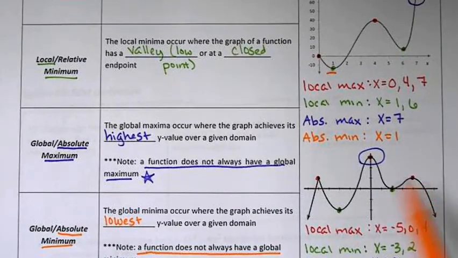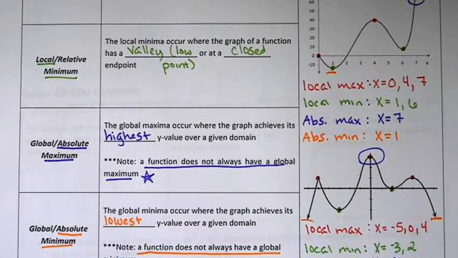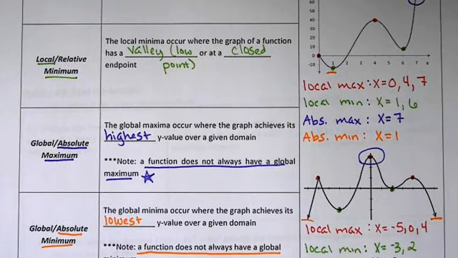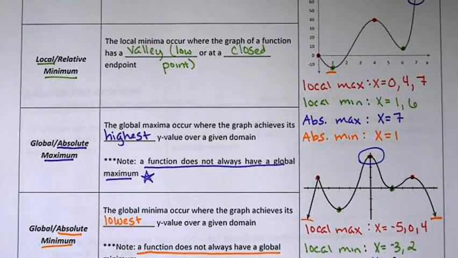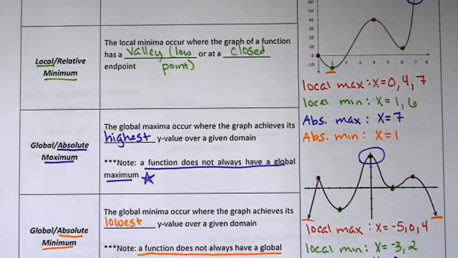And then looking at our second graph here, well, we have minimums at -3 and at +2, but we have to be careful because these arrows mean that the function keeps going. So there is actually no absolute minimum in this function. Okay?